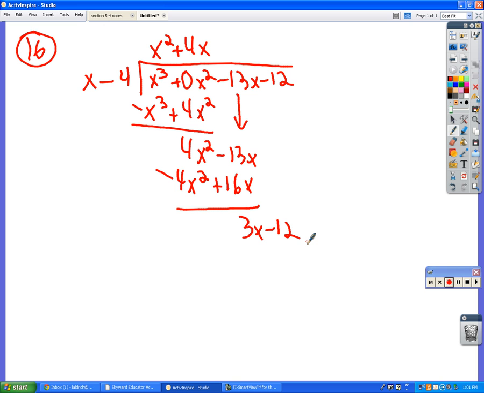What do we multiply the x by to get 3x? 3. And then when I multiply back through, I get 3x minus 12. And so since those are the same, that means that the remainder is 0. So this is a factor of that.